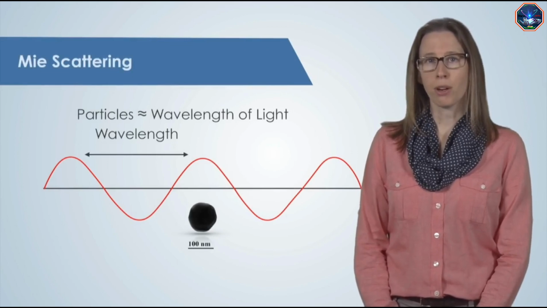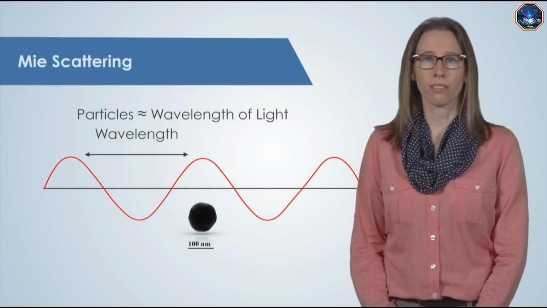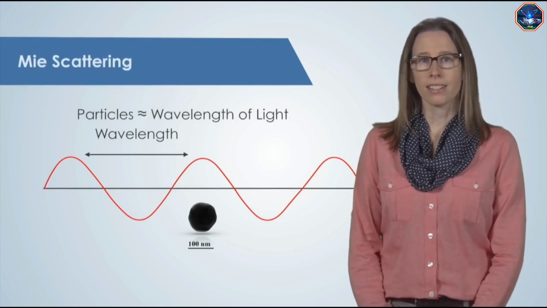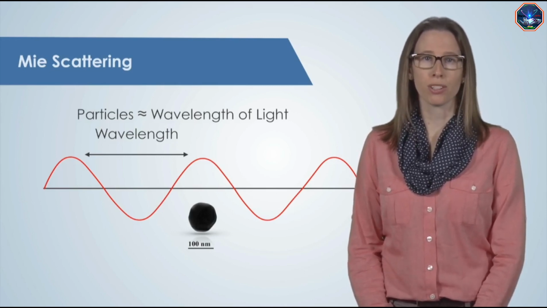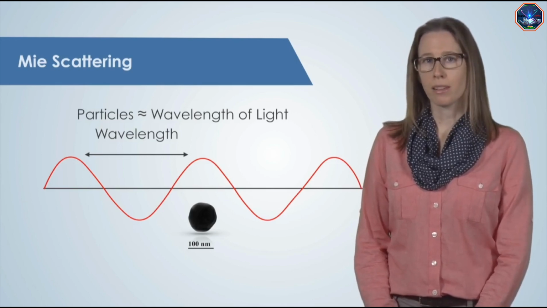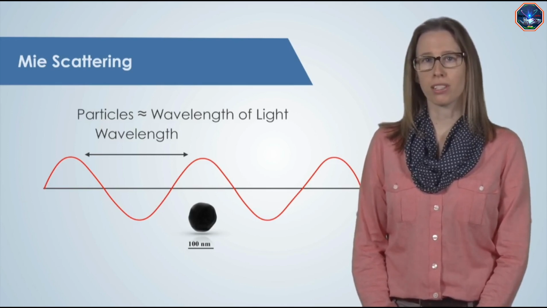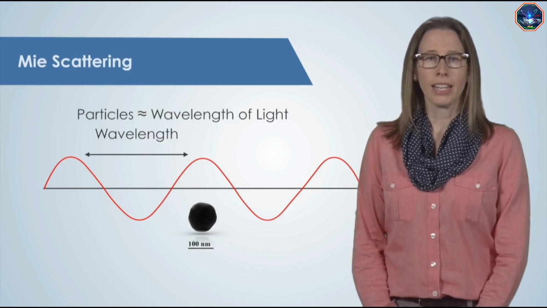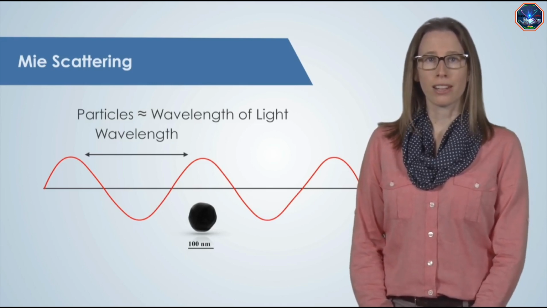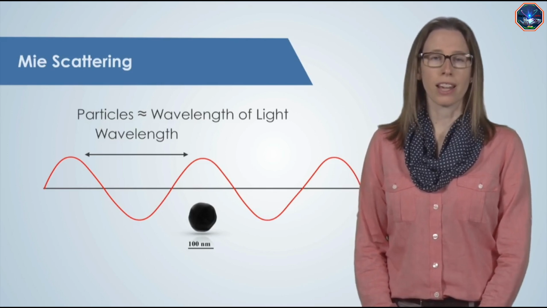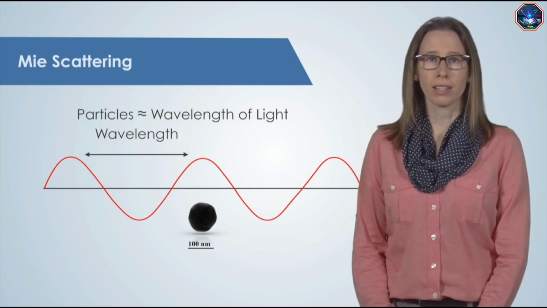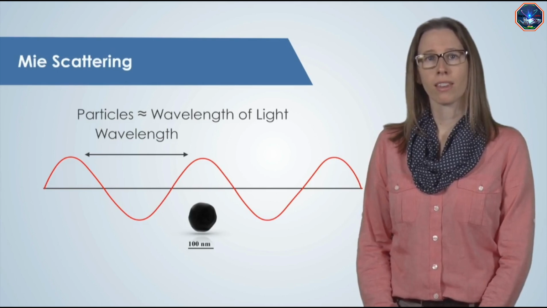Finally, in Mie scattering, the particles are similar in size to the wavelength of light. In this case, the wavelength of light scattered will depend on the size of the particles. A cloud appears white because it contains small water droplets of all different sizes. Each individual water droplet will scatter a different wavelength of light, but the collection of droplets in the cloud will scatter all wavelengths, and the cloud will appear white.